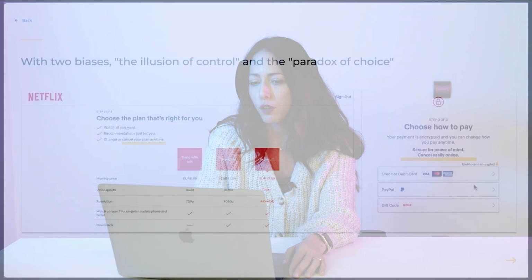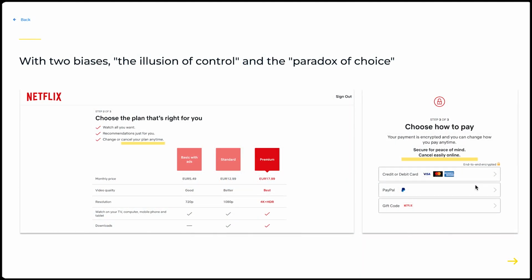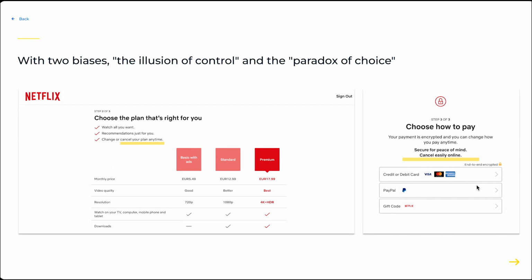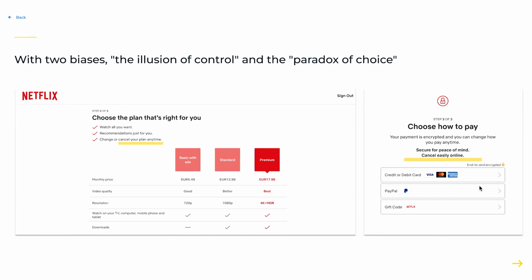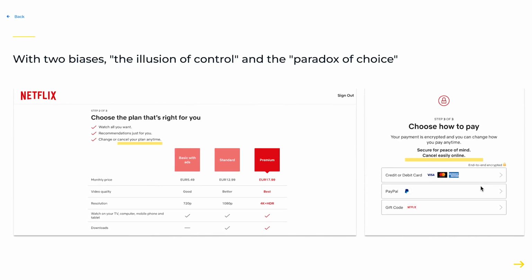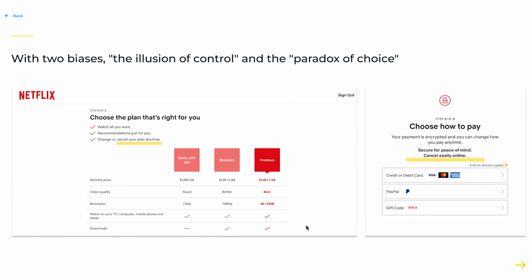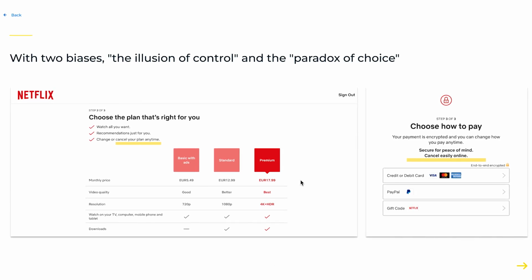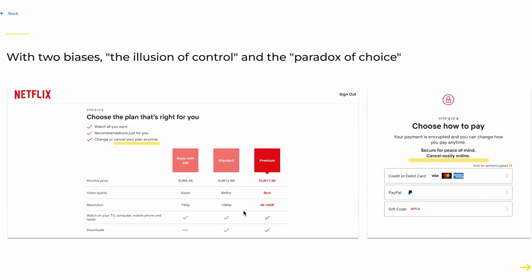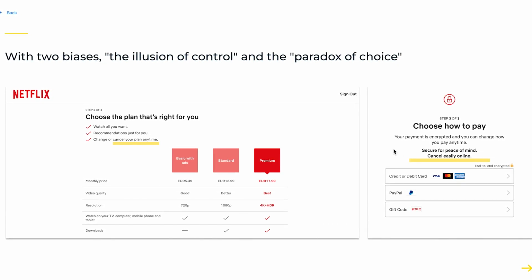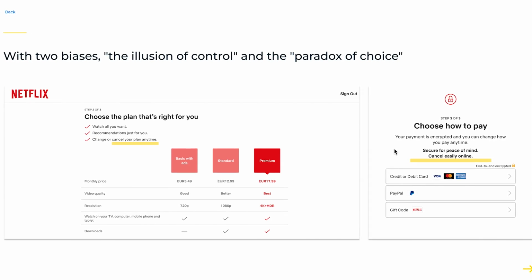Also, with two biases, the illusion of control and the paradox of choice, when you start signing up to their subscription, they give you several options. So then you as a user, you might think, oh, that's perfect. I have control, I can choose the plan that fits my needs. But if you realize, there is one option already selected, that obviously is the most expensive one, but in your brain it is already sticking there as the best option. And if you continue with the steps of the subscription, then it continues telling you, okay, you can cancel easily online anytime that you want.